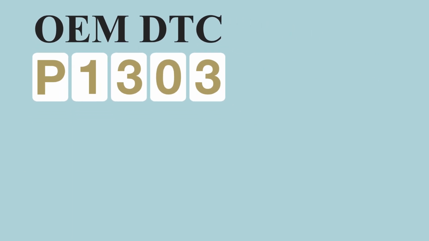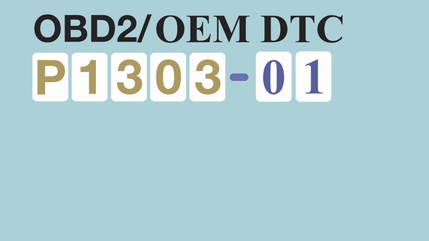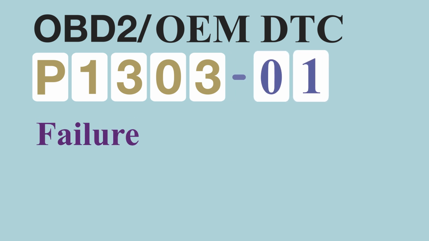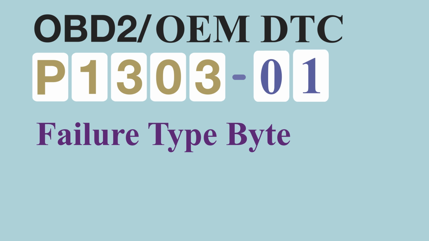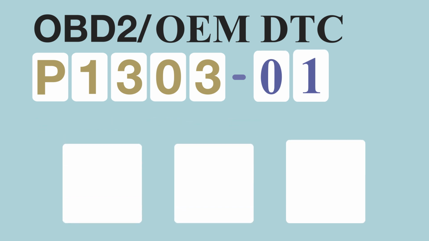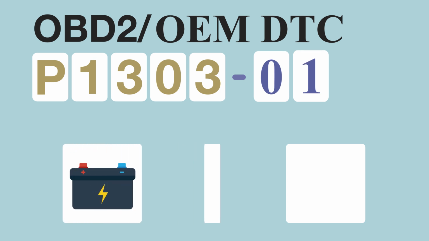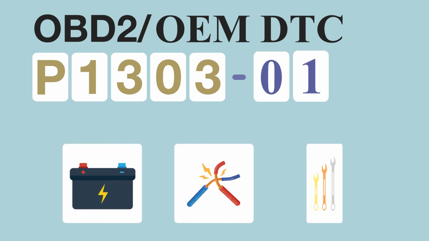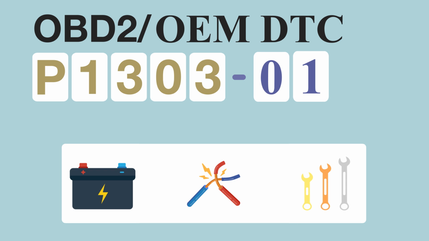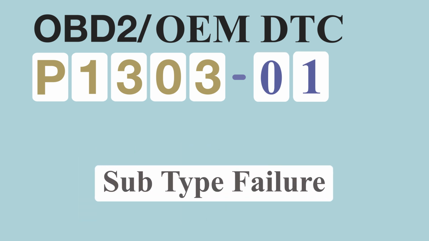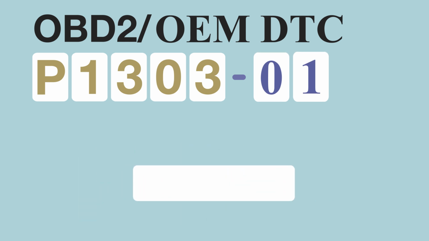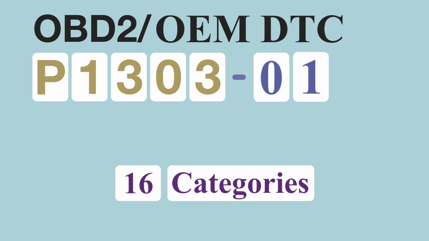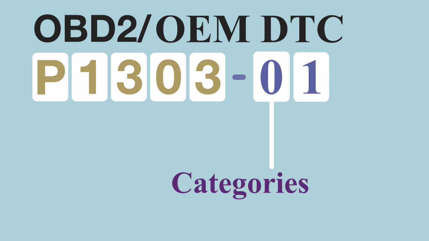There is additional information available in both OBD2 and OEM DTCs. This includes 2 extra characters after a dash, referred to as the failure type byte, FTB. This provides more detailed insight into the specific fault, indicating the affected system, the type of malfunction, and the severity of the issue. Each FTB represents a subtype failure, also known as a symptom, which is logically grouped into 16 categories distinguished by the first character.